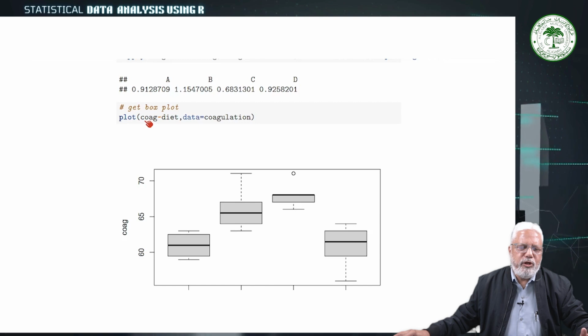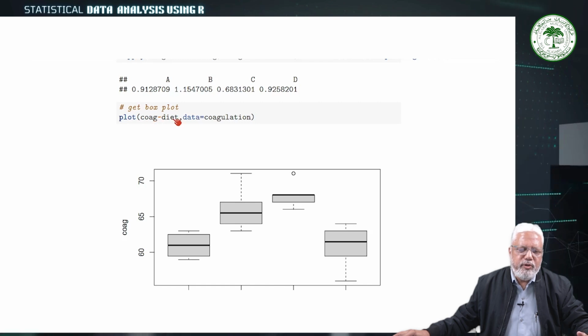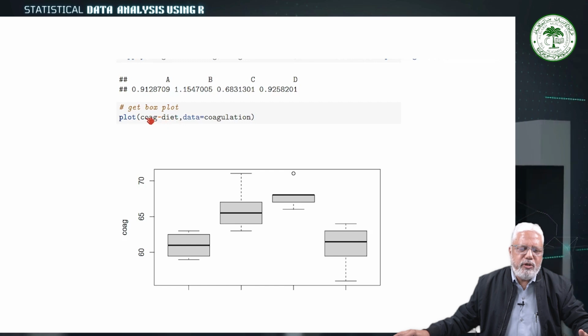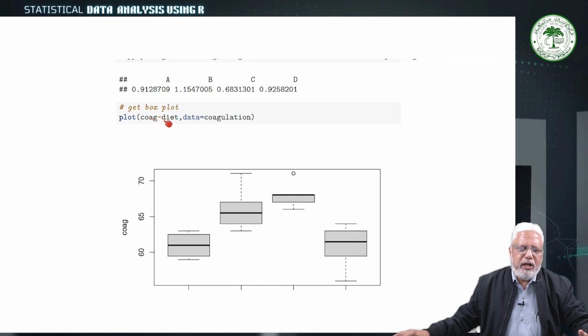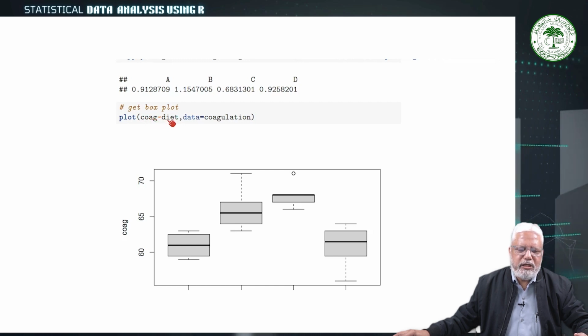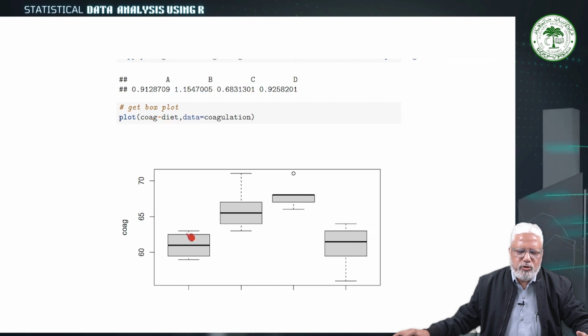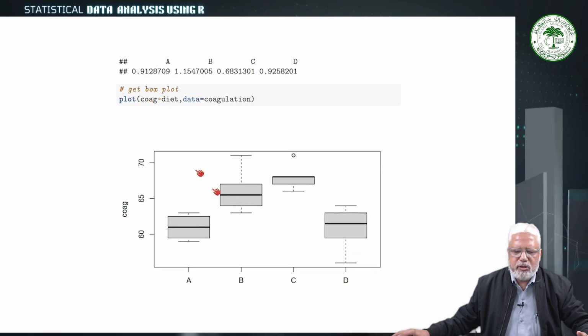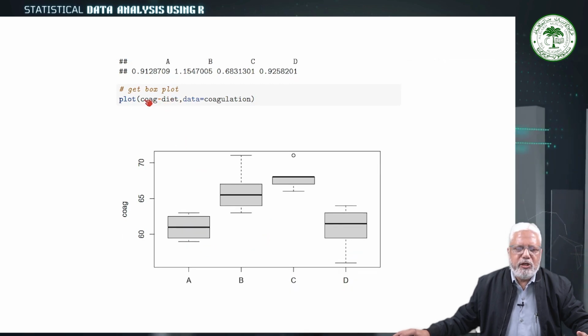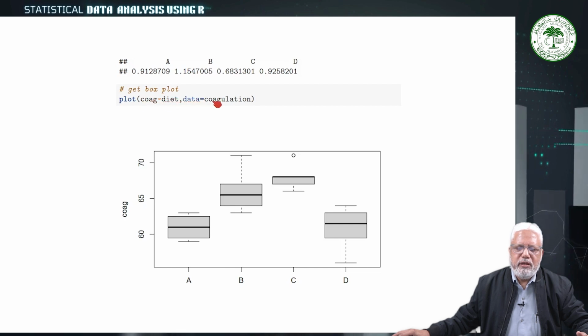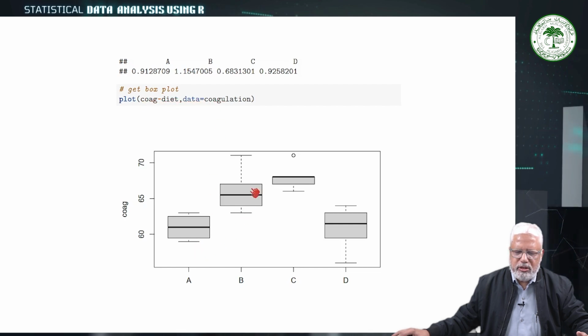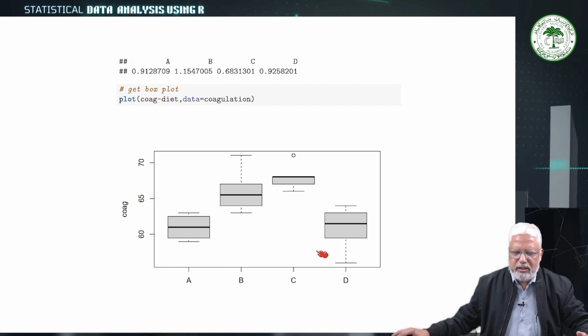So if we are having numeric here and numeric here, then it gives a scatter plot. But if we are having numeric on the y-axis and on the x-axis we are having a factor variable diet, then it will give you a box plot. So it is giving a box plot: boxplot(coag ~ diet, data = coagulation). So this is the box plot of the data.